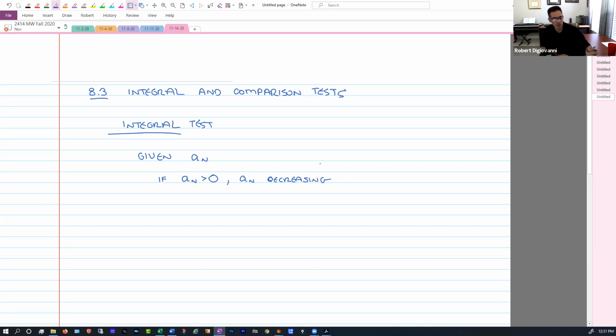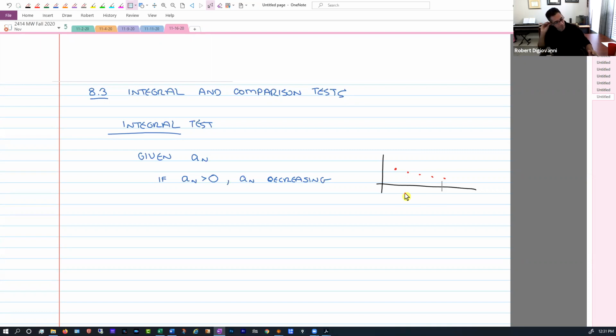So if you visualize what this sequence must look like, it's positive, so you always get positive dots out, right? But it's decreasing, which means that you have to be going down, down, down, down, right? But you can never go past the x-axis, so to speak, because it's always positive, right? So it's bounded below, so to speak.